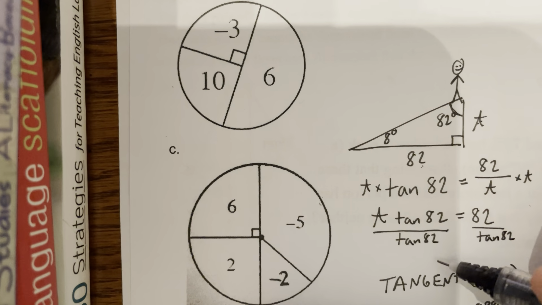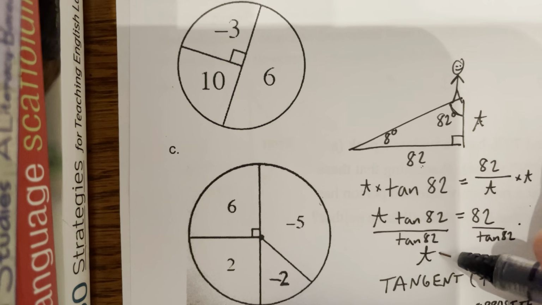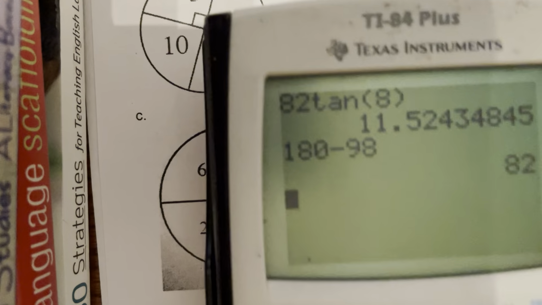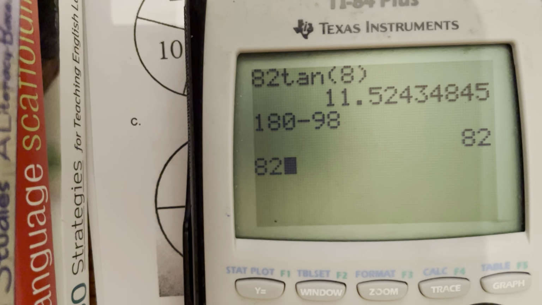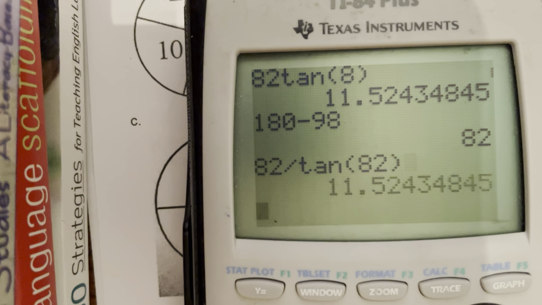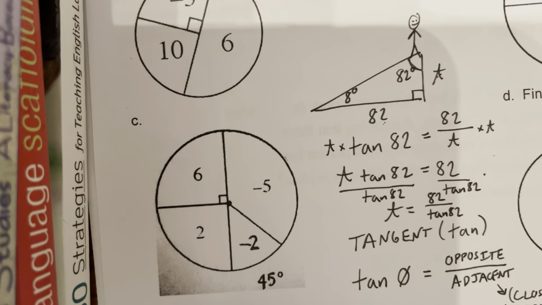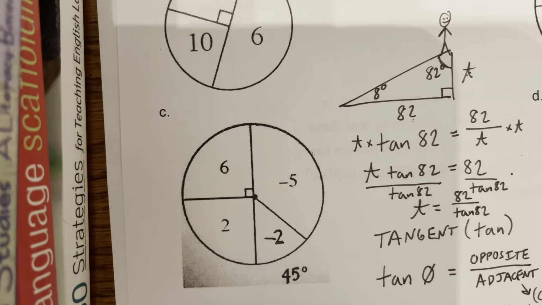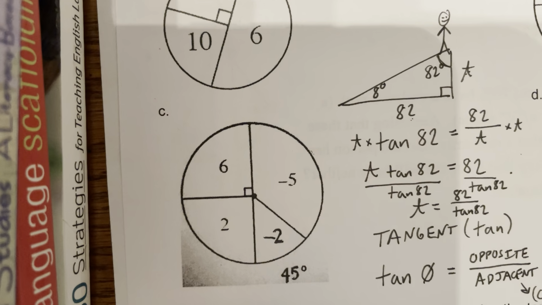Okay. So I'm going to plug into my calculator T equals 82 over tan 82. So let's go ahead and do that. And I get, what do you know? The same exact answer. So you could do this two ways. It doesn't really matter which angle you choose, because you'll get the same answer.